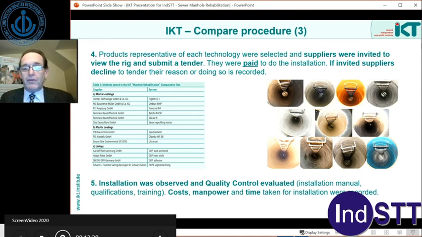And if they decline or don't want to take part, that was also recorded and included in the project report as the reasons why they didn't want to be part of it. So they came and did their installations, and we observed the installations, what quality control was involved, and it also gives some indication of costs, manpower, and the relative amount of time involved for using different techniques.